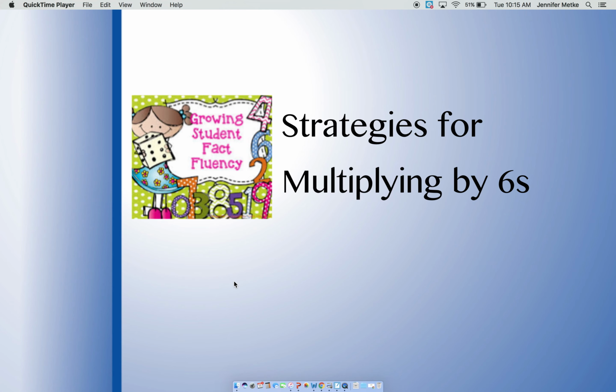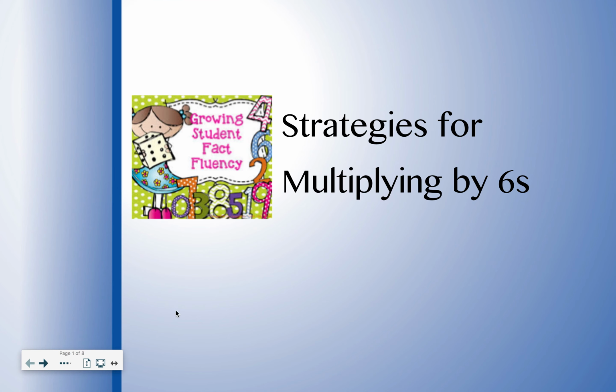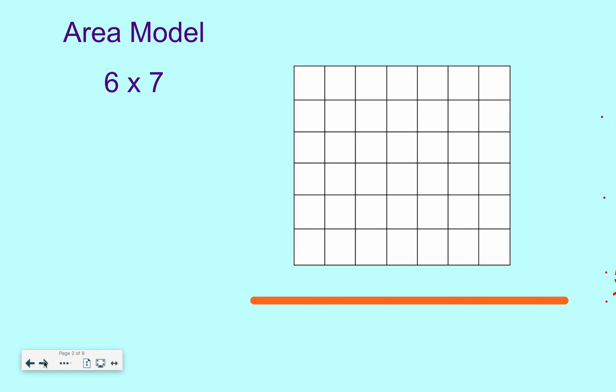This video will discuss strategies for multiplying by sixes. So when thinking about multiplying by sixes, there's an easier strategy that you can use if you don't instantly know the answer. So 6 times 7, I have 6 rows of 7 here in my array.